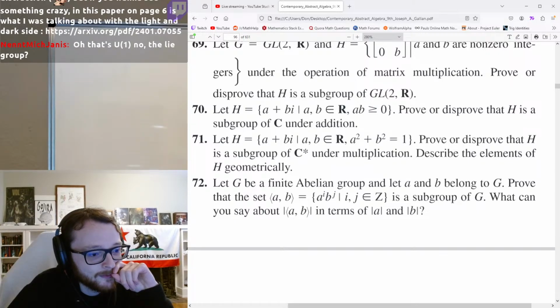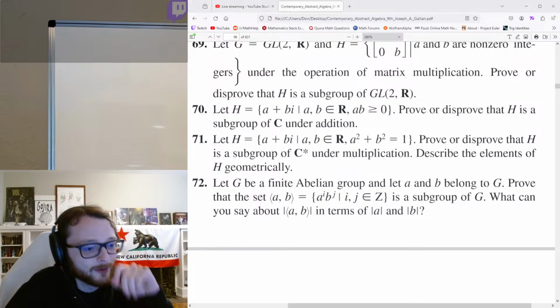If you want to see something crazy, in this paper on page 6 is what I was talking about with the light side and dark side. Okay.